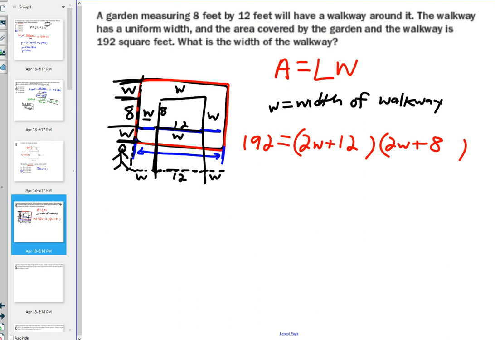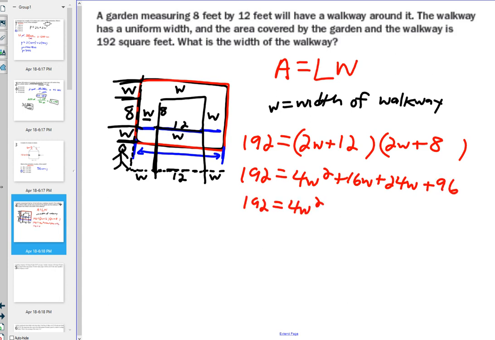This is going to end up being a quadratic equation. We like parentheses with our equations if the other side has a 0, then we can just make each factor equal to 0. But because there's a 192 there, I'm going to have to distribute. So 192 equals 4W squared plus 16W plus 24W plus 96. If I combine the W's in the middle, that gives me plus 40W plus 96.